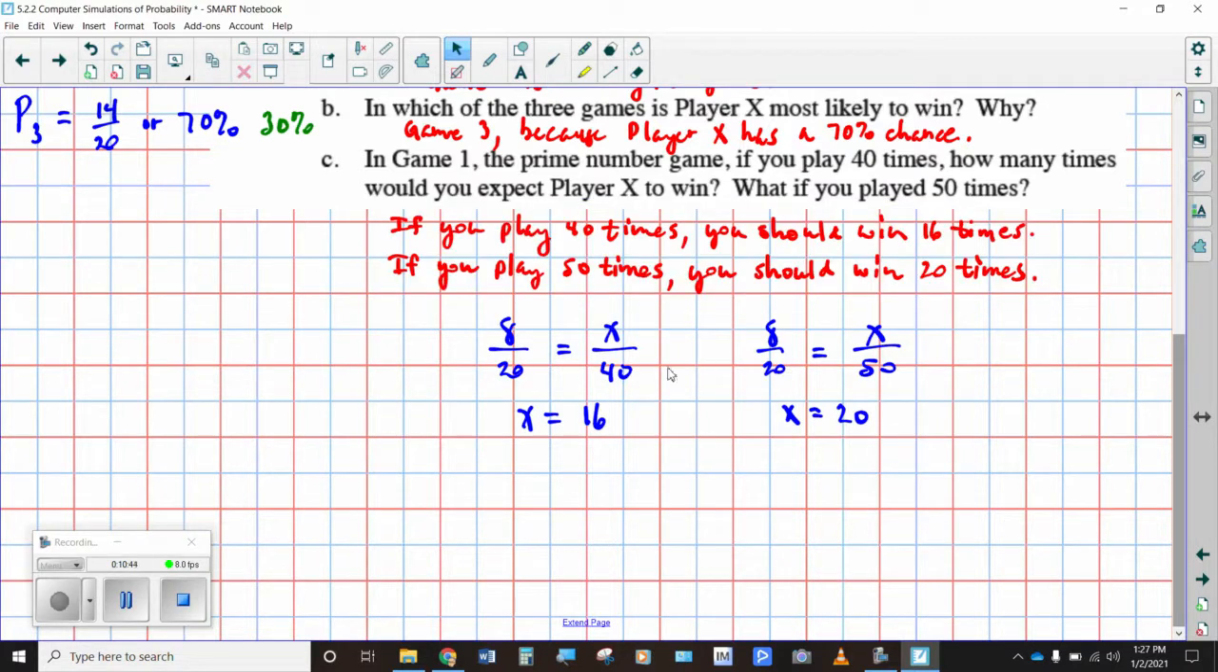So we've got, if you played 40 times, you would win 16 times. And if you played 50, you should win, I should say, 20 times. All right, there's no guarantees there.